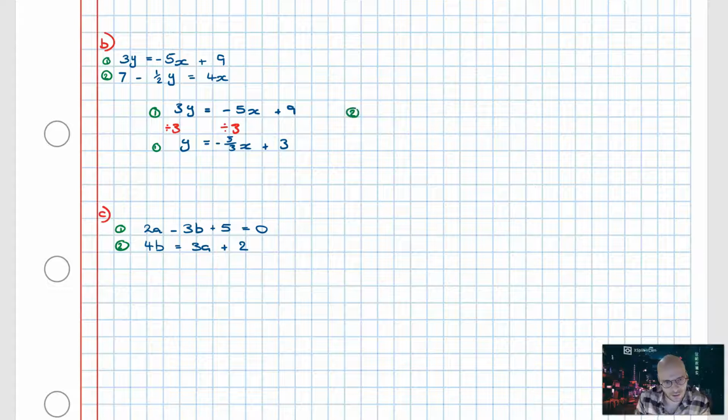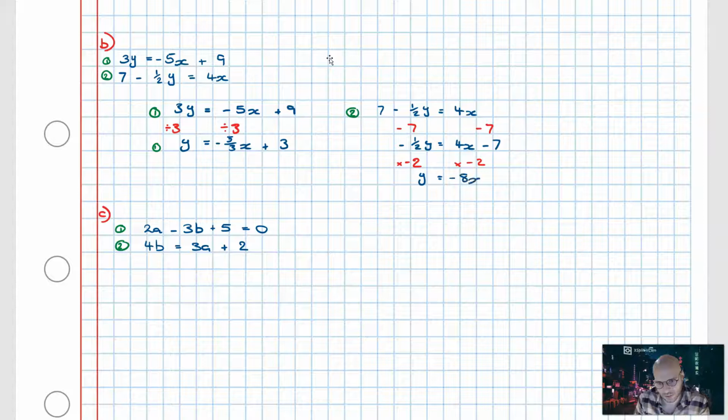Then our second equation is going to be 7 minus a half y equals 4x. We need to get rid of the 7, so we'll take 7 from both sides. Leaves us with a half y equals 4x minus 7. To get rid of the negative half, I'll multiply both sides by minus 2. This will yield y equals negative 8x plus 14. So this is the second.